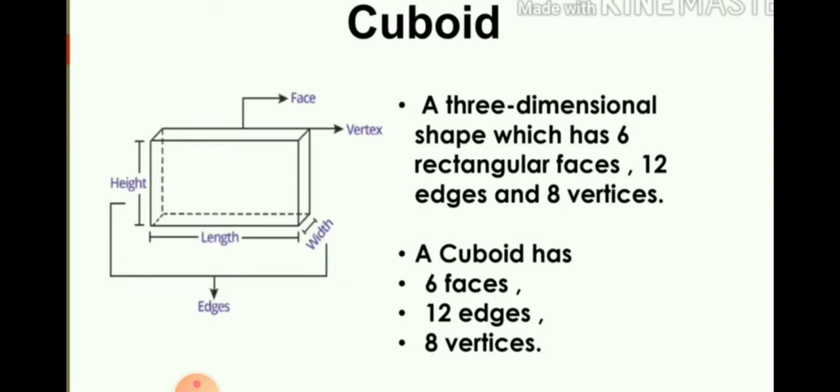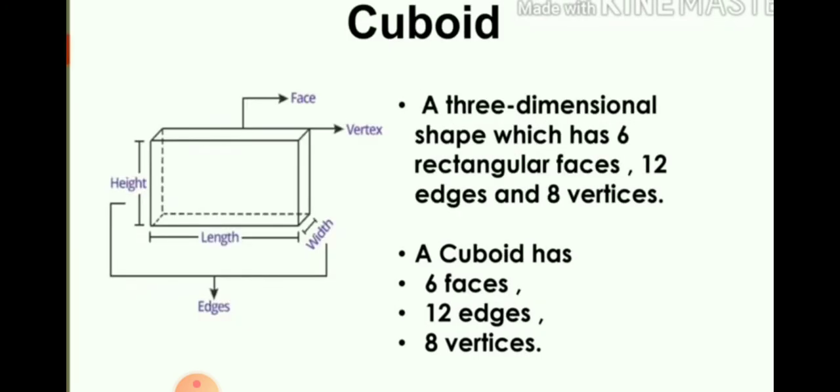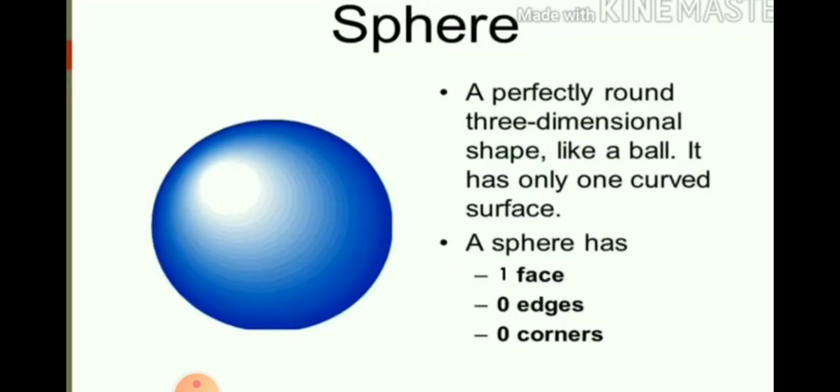Okay, now let us see cuboid. A 3-dimensional shape which has 6 rectangular faces, 12 edges and 8 vertices. So here you can see a cuboid has 6 faces, 12 edges and 8 vertices. Cube and cuboid both have an equal number of faces, edges and vertices.